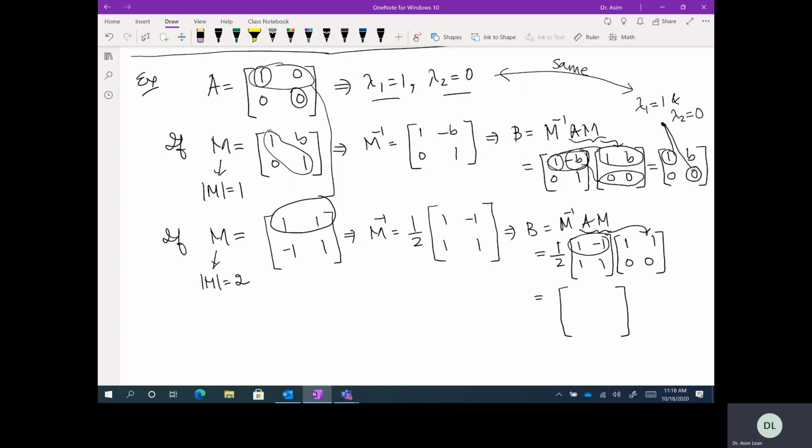Because of this one, the first row is as is. The second row is 0, so there's no contribution, so we have only the first row here. So half here, and then 1 1 again. I simply add both of these, so there is no contribution here, so it's again still half.